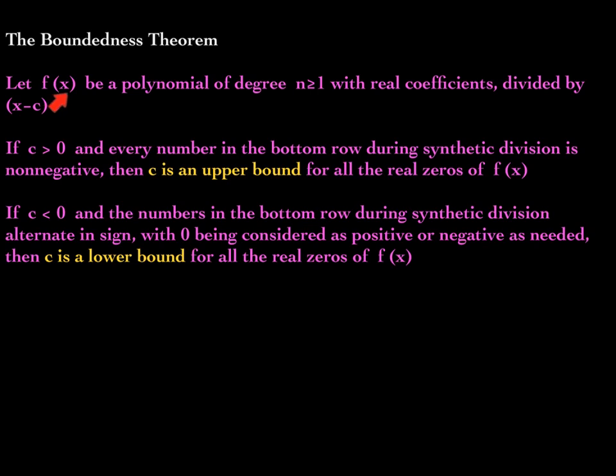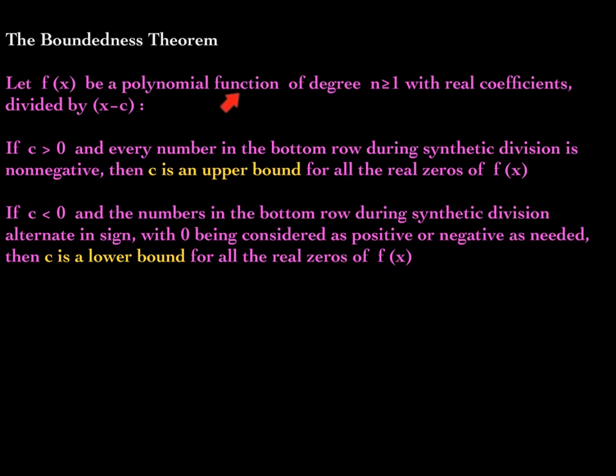Let f of x be a polynomial function of degree n, which is greater than or equal to 1, with real coefficients. Now here it is, divided by a factor like x minus c. This is a linear binomial. As I was reading this, folks, I noticed that the word function was missing, so I added that. Now here we go. If c is a positive number, okay, and every number in the bottom row during synthetic division is non-negative, then c is called an upper bound for all the real zeros of f of x. I'll talk to you in a minute about what this means.